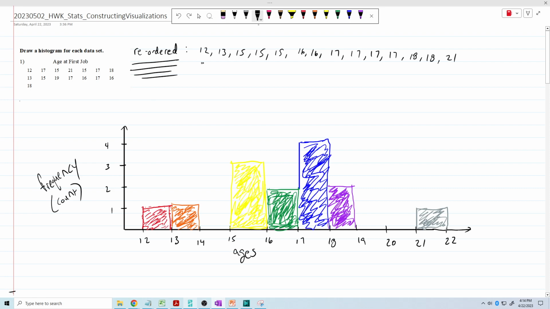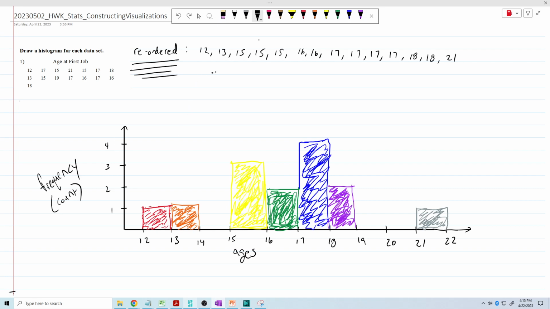I initially scanned my range. I didn't see anything smaller than 12 and I didn't see anything bigger than 21, so I used that information for my tick marks. I wanted to start at 12 and go by ones all the way up to one over my range. That's how I laid it out. I also quickly scanned, and I didn't see any crazy frequency counts, so I decided to do 4 on the vertical.